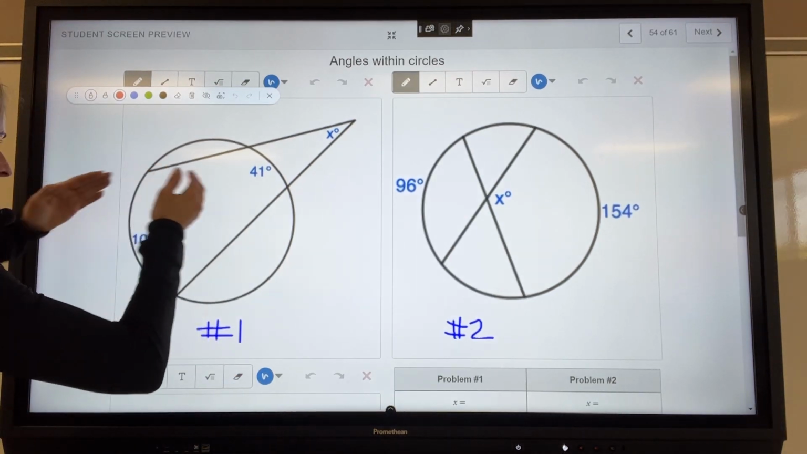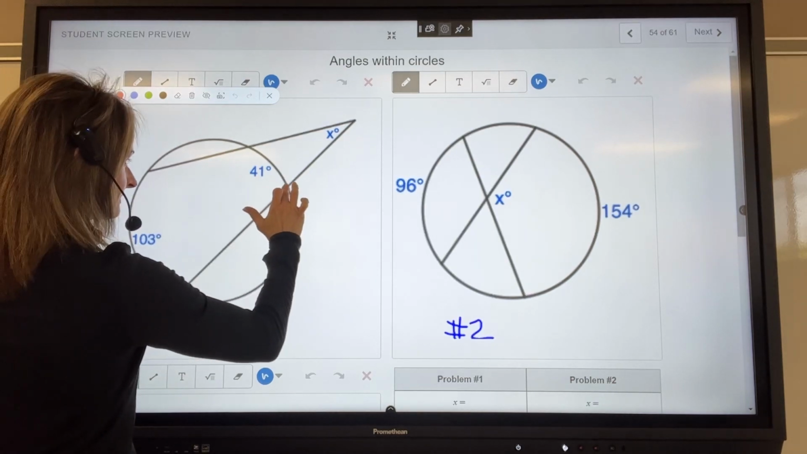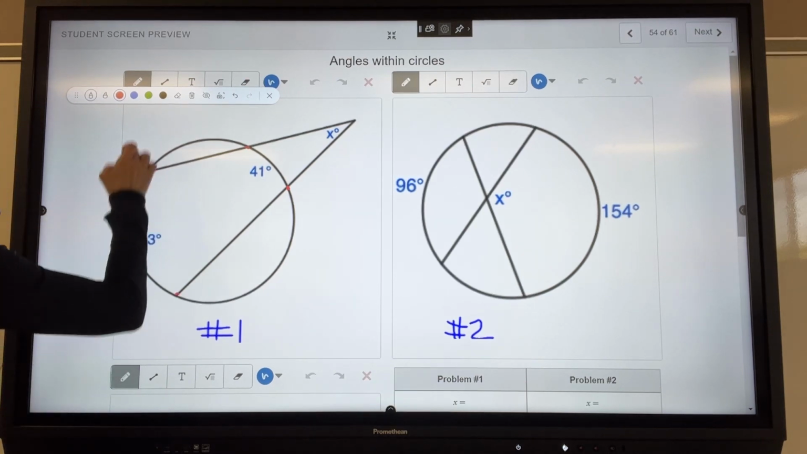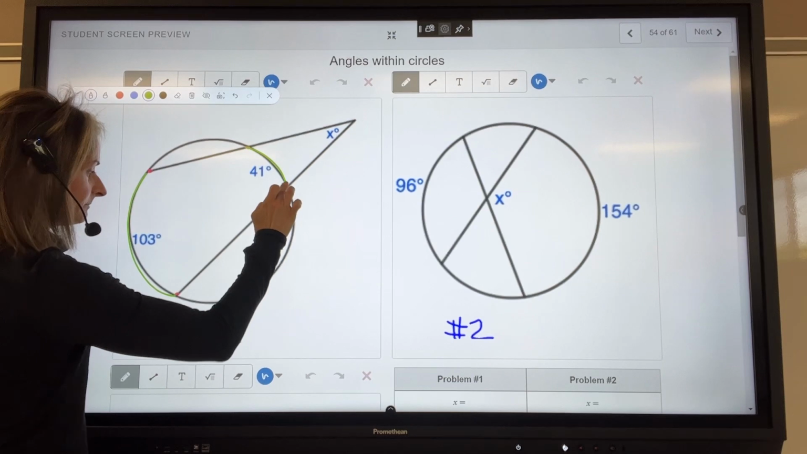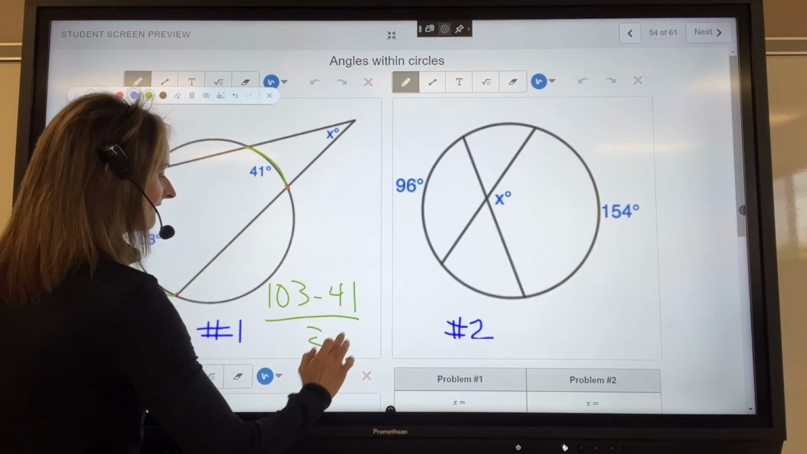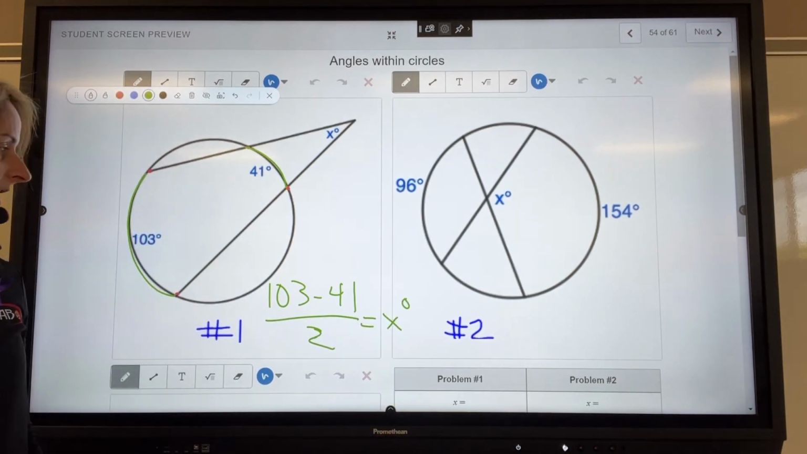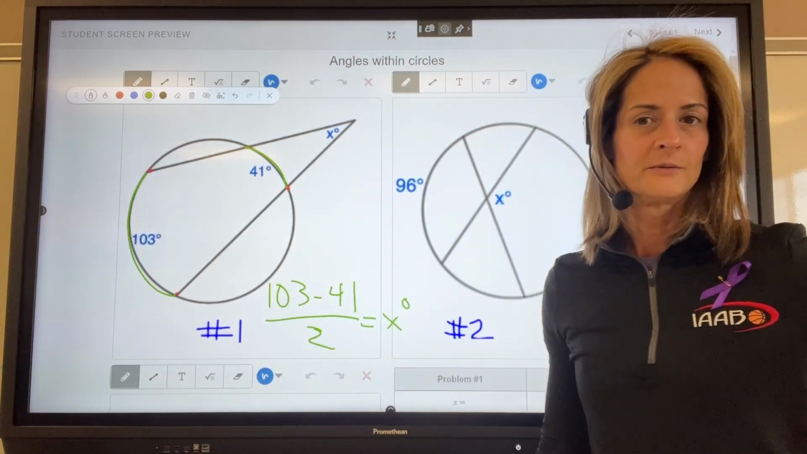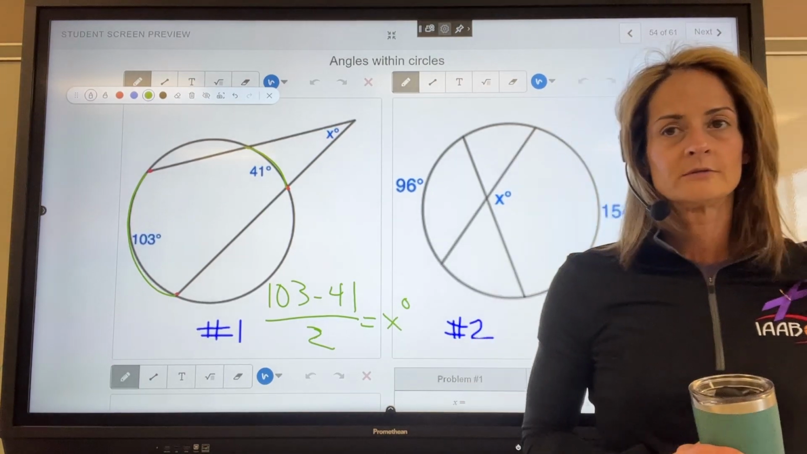When you see an example like this, we've got 2 secant lines. This is a secant line because it intersects the circle once, twice. We have the formula that's the big intercepted arc minus the little one, so that's 103 minus 41. Cut that in half, and that equals the measure of the angle. What do we get for that? (103 minus 41) and then divide by 2.